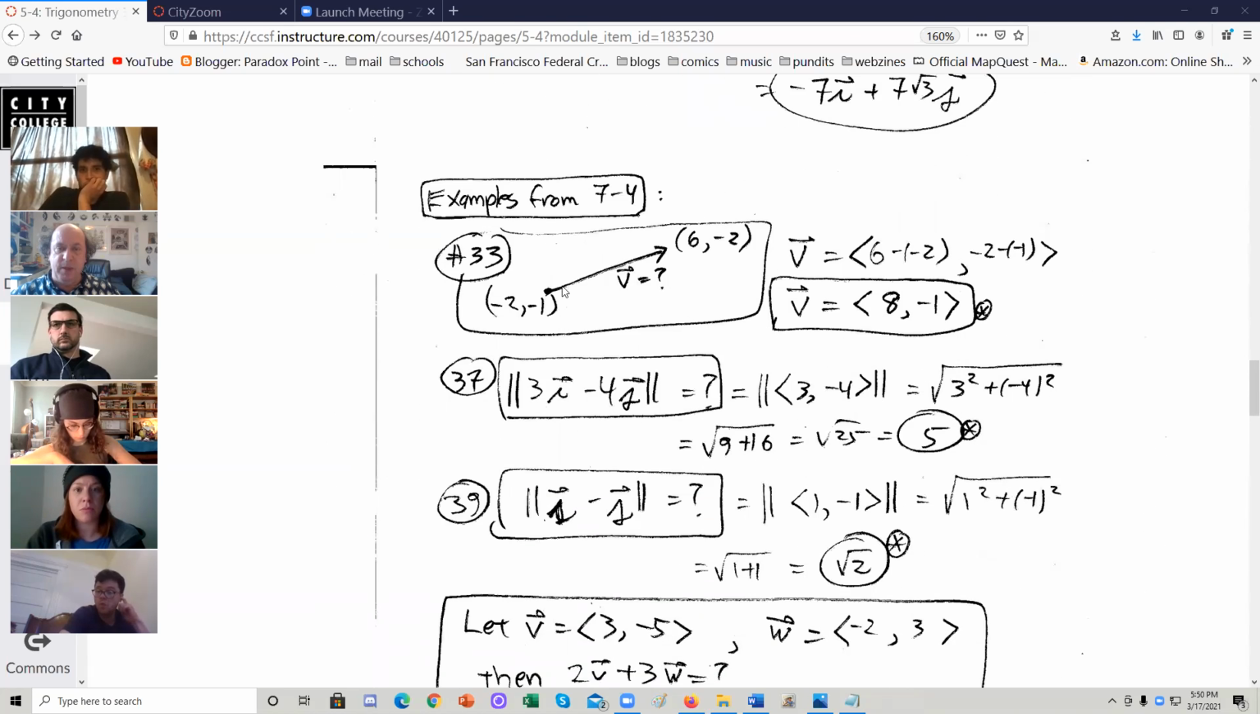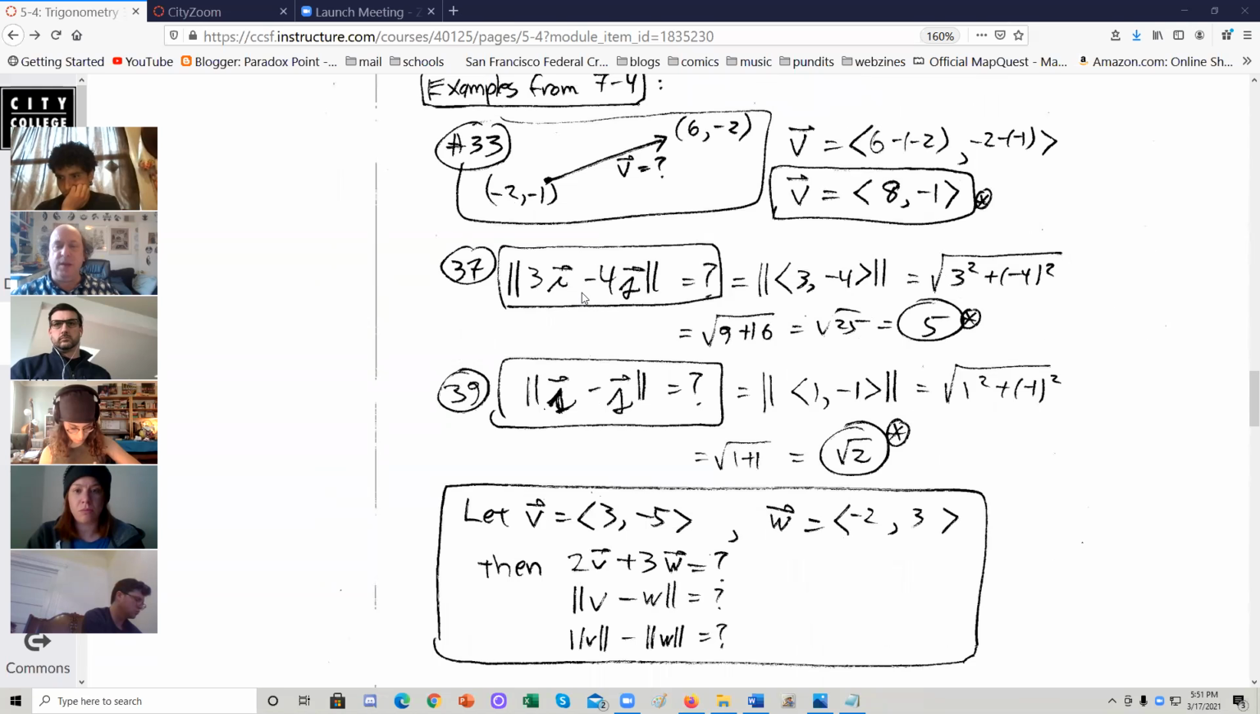Some more examples. There's a vector from negative 2 by negative 1 to the point 6 by negative 2. What are the components of the vector from here to here? Well, take the terminal point and subtract the initial point. So the x component is 6 minus negative 2, which is 8. The y component is negative 2 minus negative 1, which is negative 1. So the vector is 8 by negative 1.